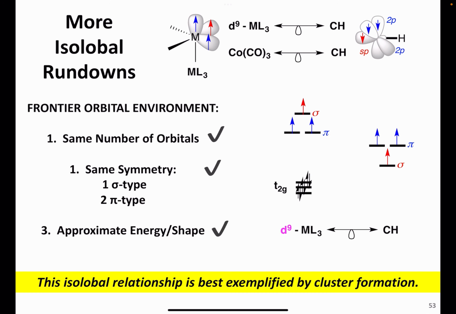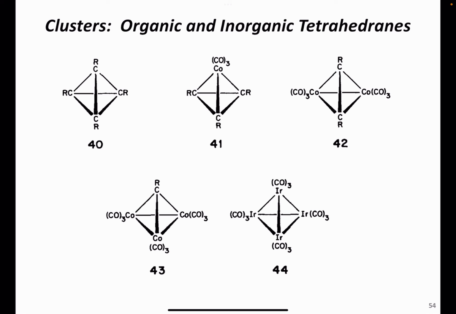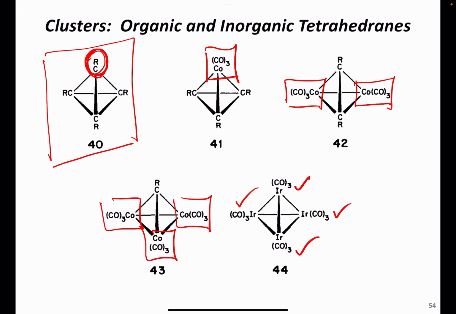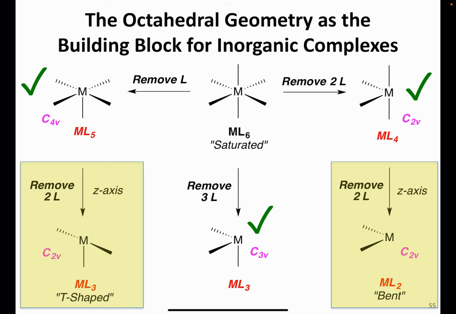And this type of relationship actually is best seen by some really interesting clusters that were formed in the late 60s, 70s, and early 80s, the tetrahedranes. The all-organic version is shown right here, but notice how each CH fragment, which are CR fragments here, can be replaced by an ML3 fragment. You can then replace 2 of them with ML3 fragments. You can replace 3 of them with ML3 fragments. And if you drop down the periodic table, rhodium and then iridium, you can actually make an all-inorganic tetrahedrane. Pretty cool stuff. Okay, so we've done 3 of the 5 geometries now.